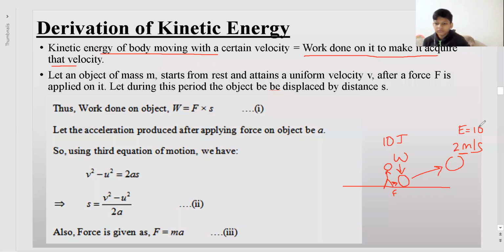joule. It means जितना वर्क डन उस पे हुआ है उतना ही काइनेटिक एनर्जी भी उस बॉडी की होगी. ठीक है. Now let us see the derivation.